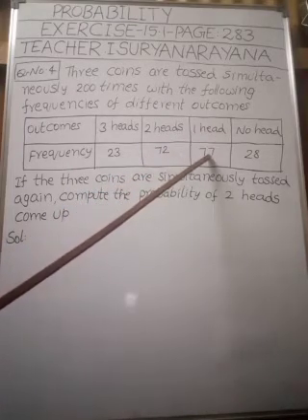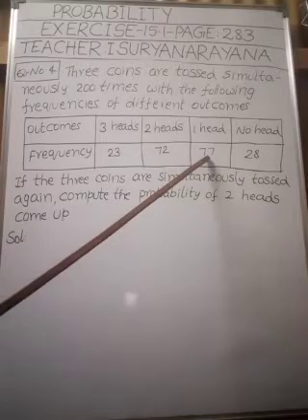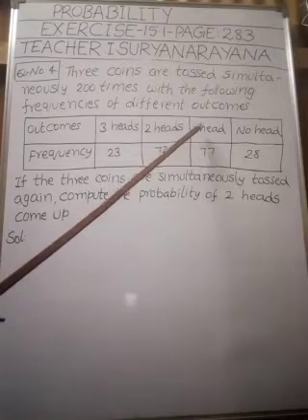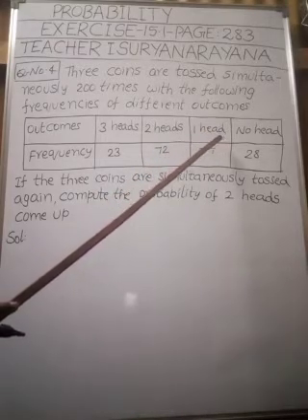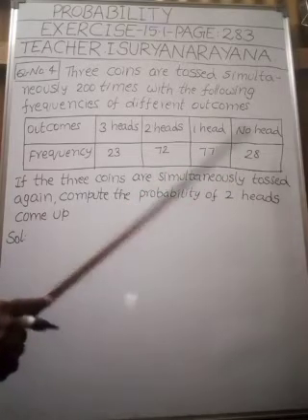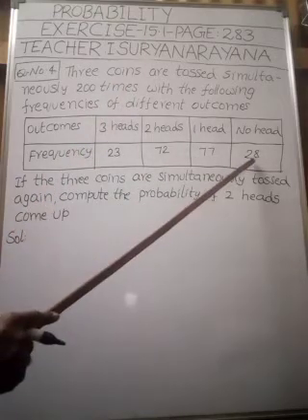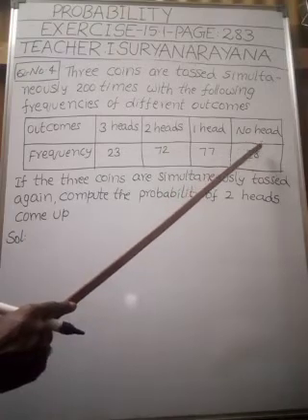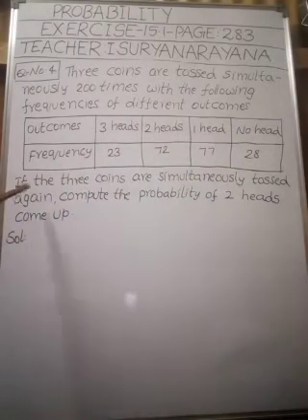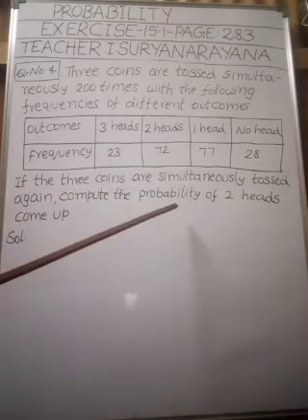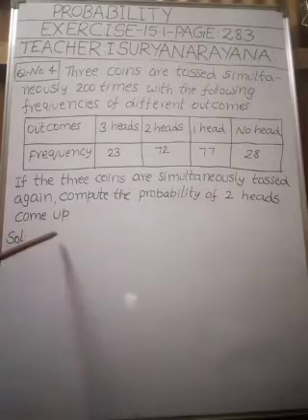Similarly, 77 times one coin showing head up and the remaining two coins showing tail up. Understood this point, my children? Next, 28 times out of 200 times, showing all the three coins tail, no head. Understood these points, my children? Right. If the three coins are simultaneously tossed again, compute the probability of two heads coming up. Understood this question, my children? Right.